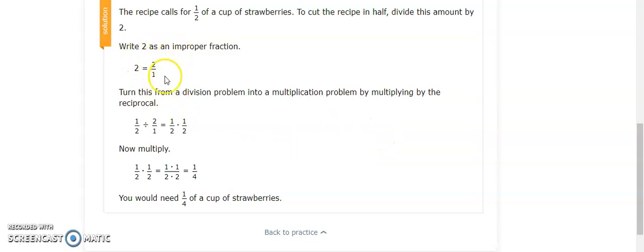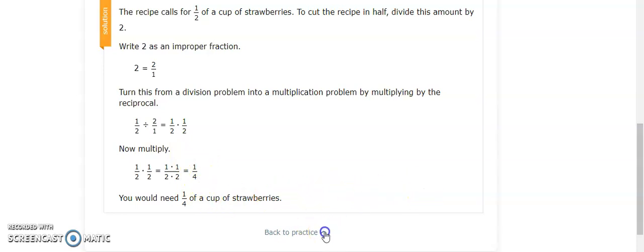So if I'm dividing by 2, 2 as a fraction is 2 over 1. And then we know that when we divide fractions, we multiply by the reciprocal. So I had 1/2 divided by 2 over 1, or 2. And then I flipped it, keep, change, flip, 1/2 times 1/2. And then my final answer is 1/4.